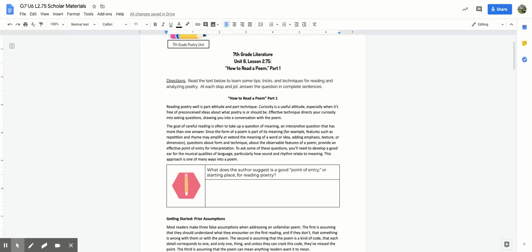To ask some of these questions, you'll need to develop a good ear for the musical qualities of language, particularly how sound and rhythm relate to meaning. This approach is one of many ways into a poem.